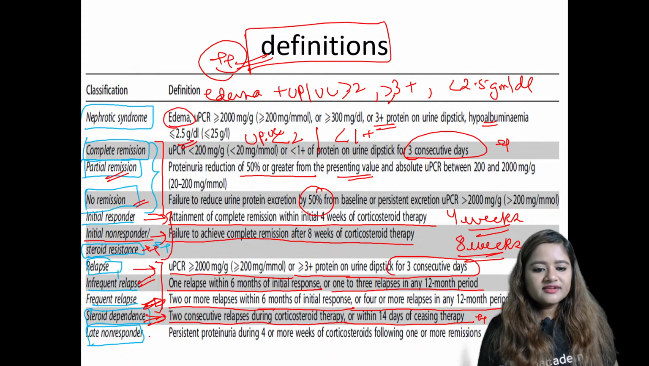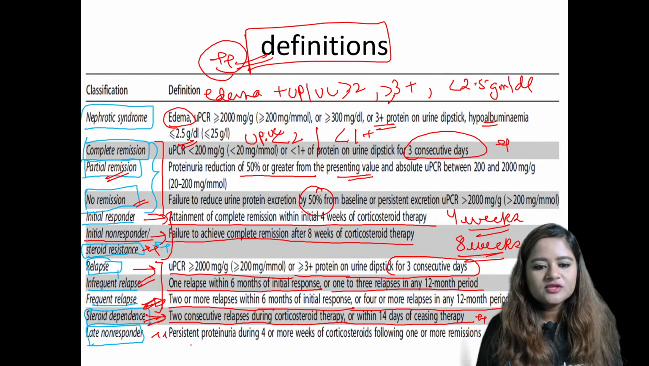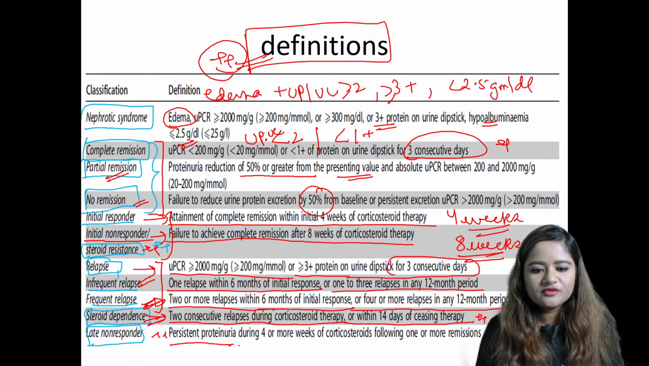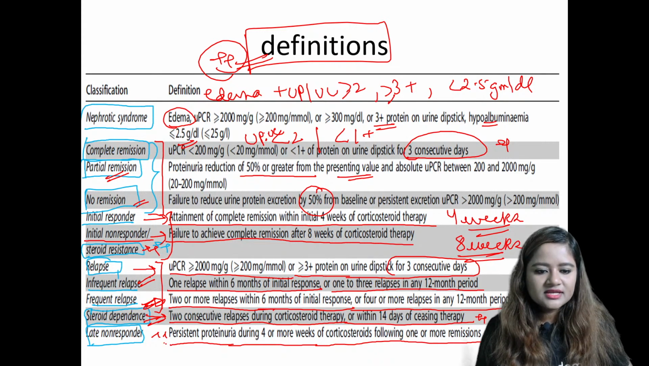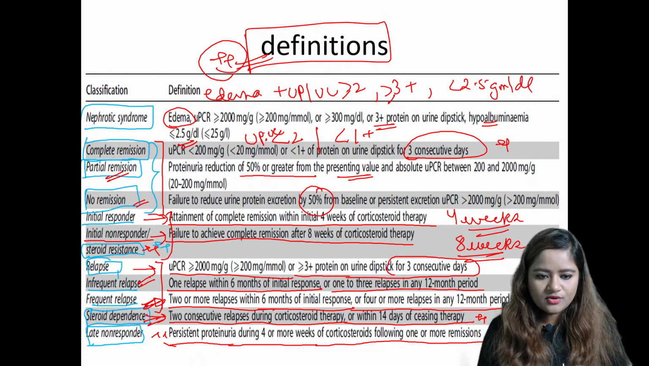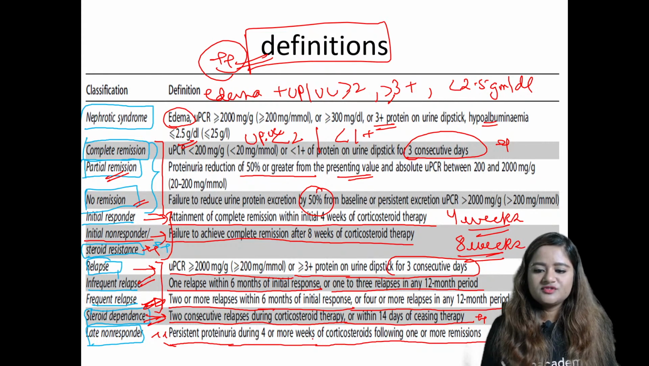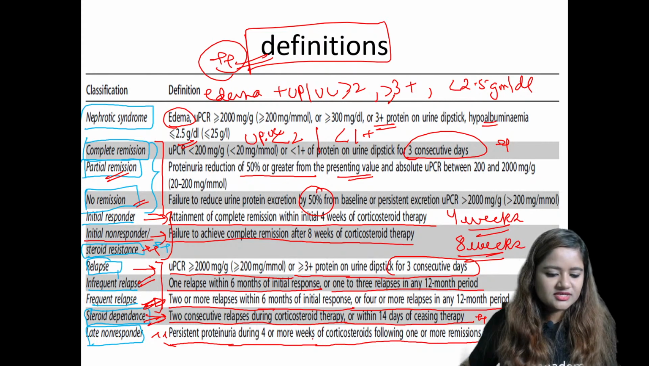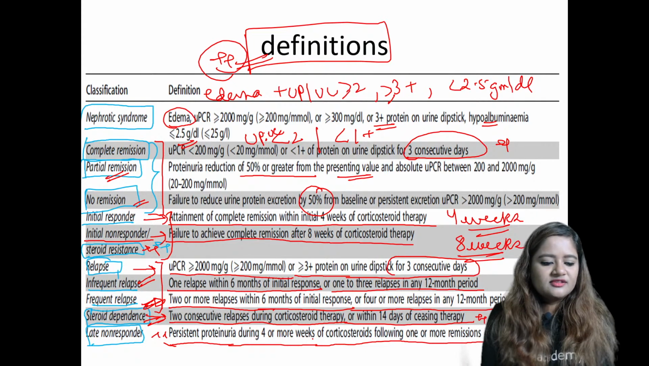Okay. And final definition, a very rare definition, what is a late non-responder? If there is persistent proteinuria during 4 or more weeks of steroid following 1 or more remission, that is a late non-responder. That means the child has responded but it is a late non-responder. That means proteinuria is present during the 4 or more weeks of steroid therapy following the remissions. Okay?